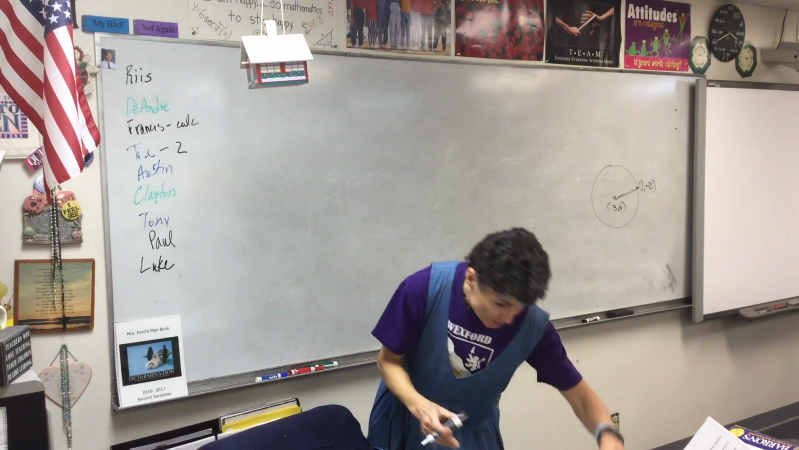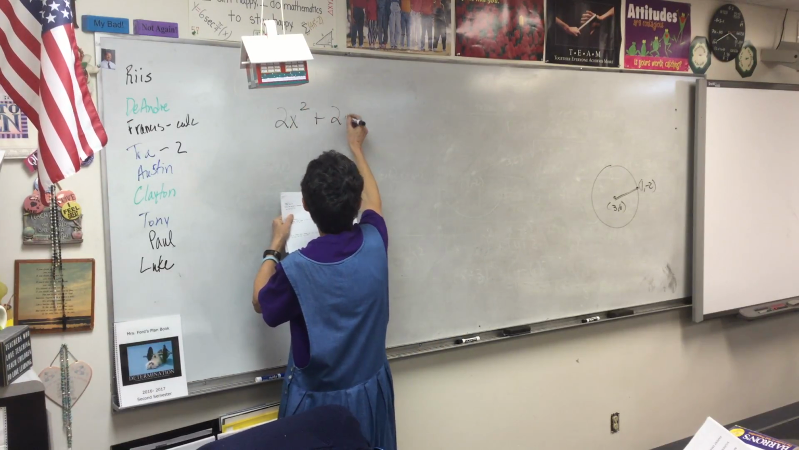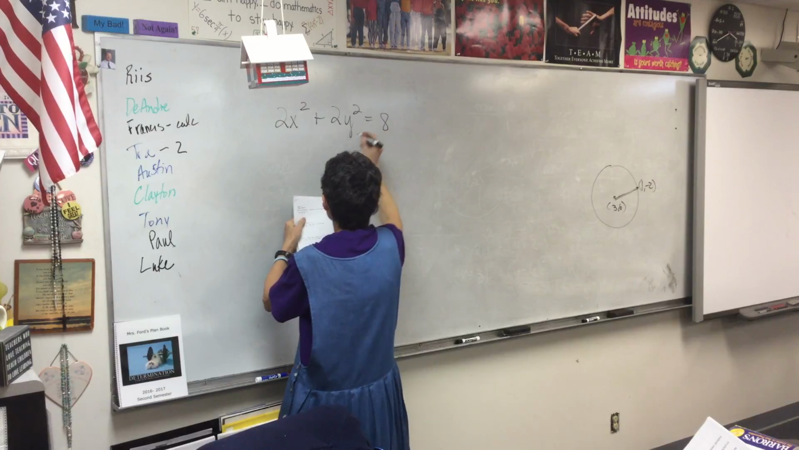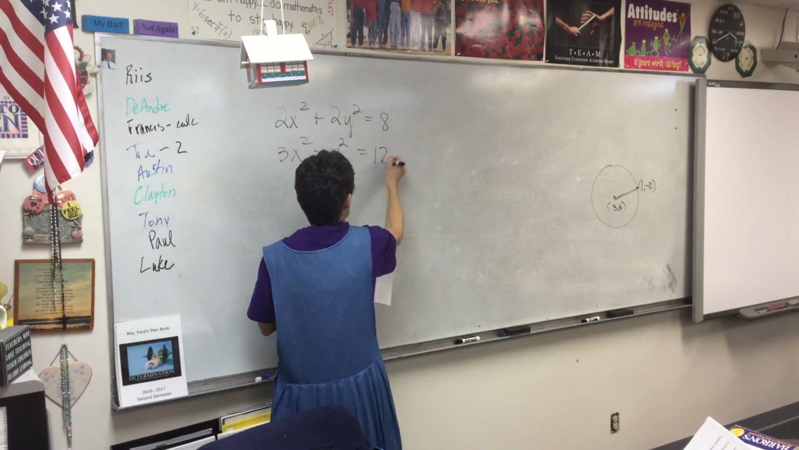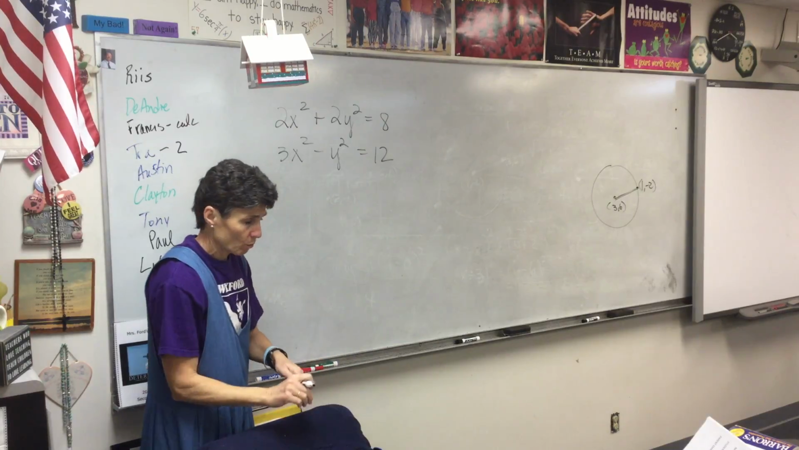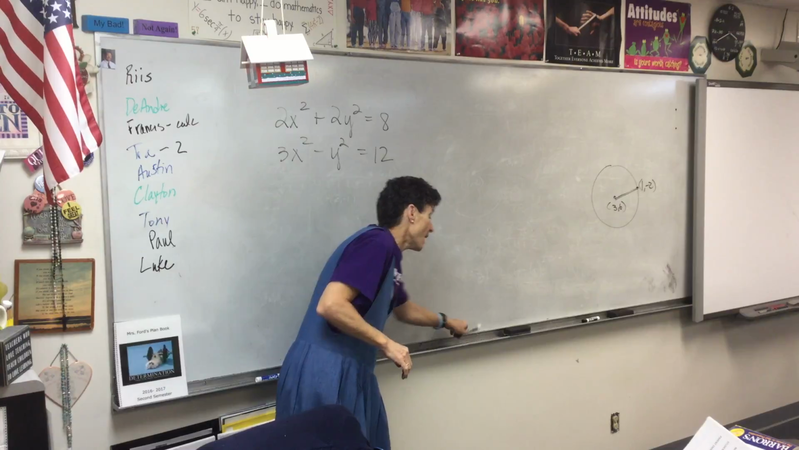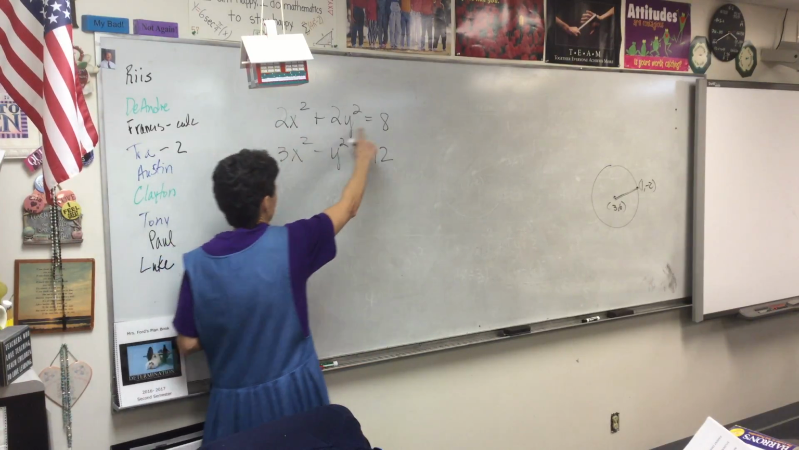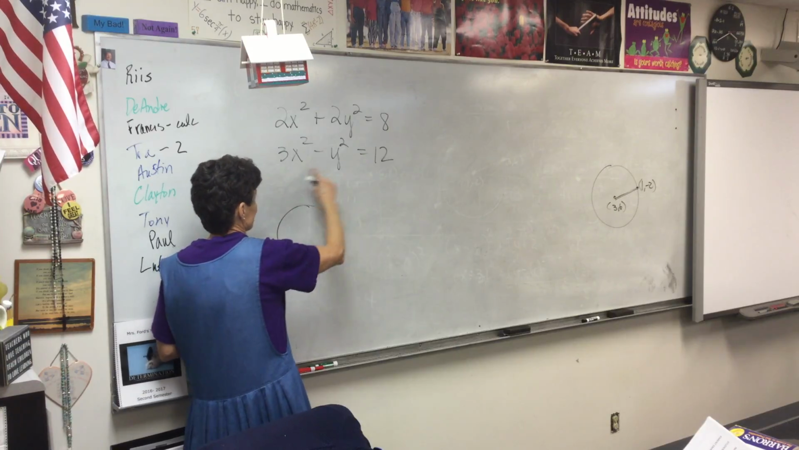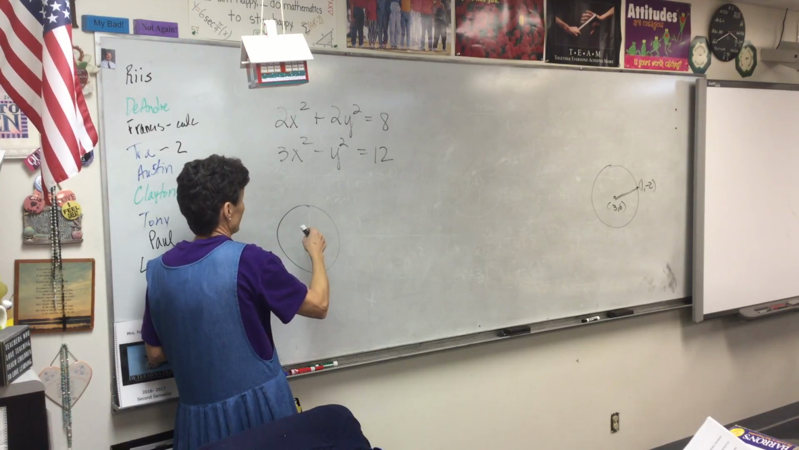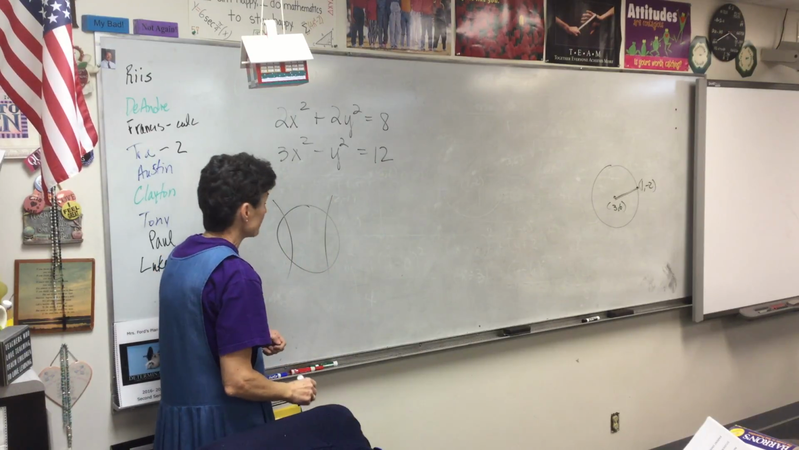Find the points of intersection of 2x squared plus 2y squared equals 8 and 3x squared minus y squared equals 12. Whoa, what is going on here? What do we have? What are we intersecting? It's a circle. And what's this? A hyperbola.